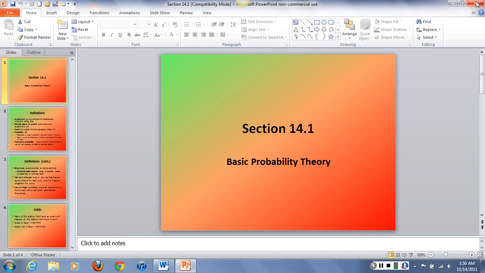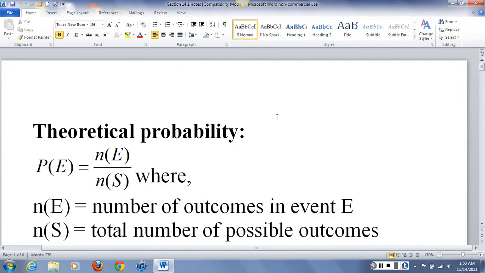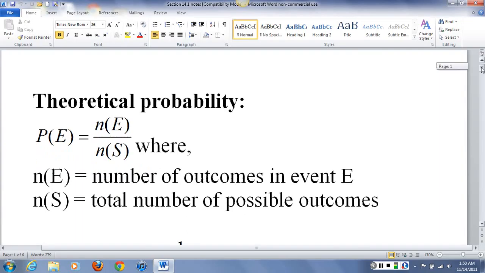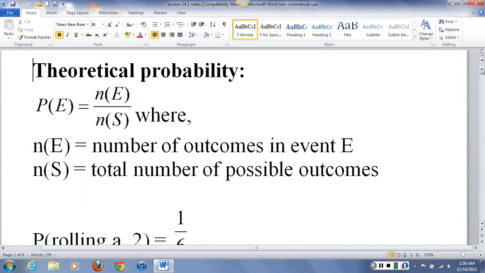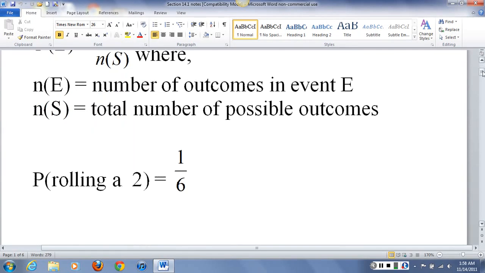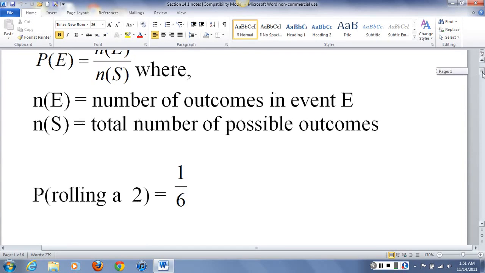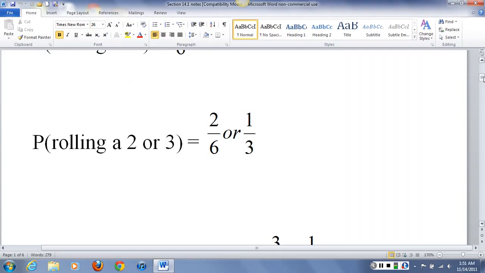So let's look at some examples. Theoretical probability, more specifically, is given by the number of outcomes in an event E divided by the total number of possible outcomes. So for example, with the die, rolling a 2 is 1 out of 6. The number of ways I can get a 2 is 1. Total number of possible outcomes is 6. Rolling a 2 or a 3. So in my event, and this is the difference between an event and an outcome, my event is rolling a 2 or 3. An outcome is the 2. 3 is also an outcome. So there are 2 outcomes making up my event.